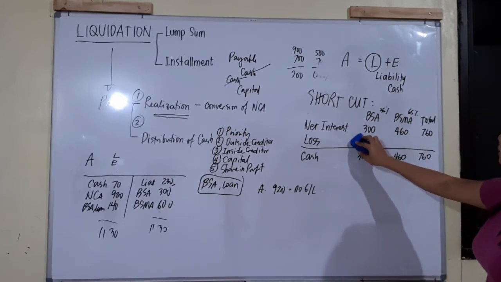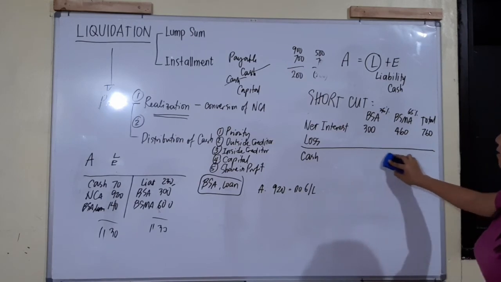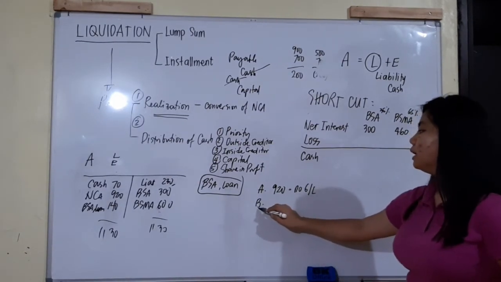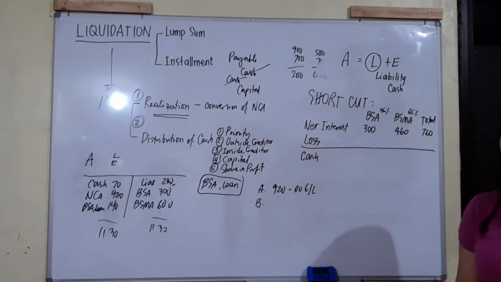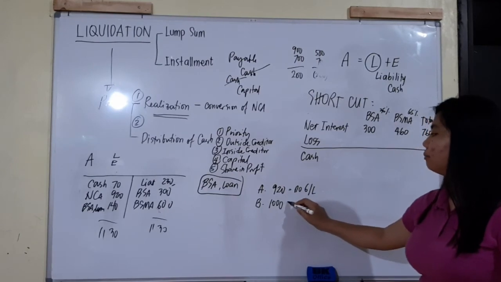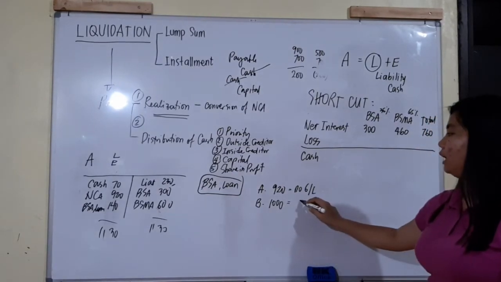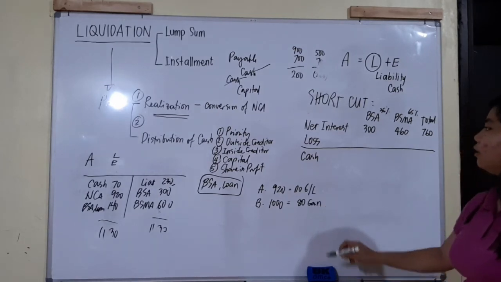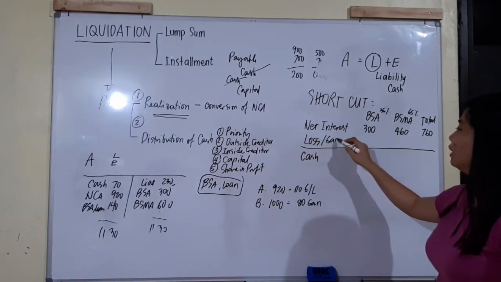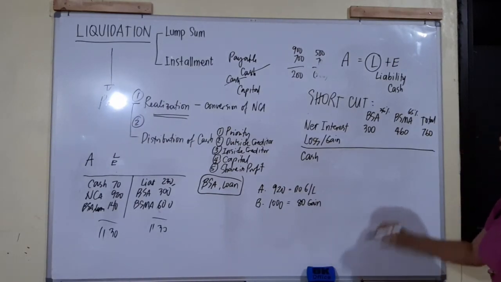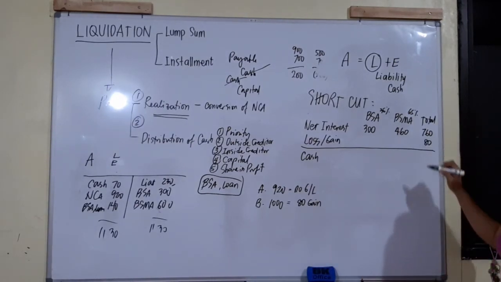Okay, same lang naman yung interest nila, wala tayong binago sa given kanina, except that, on case B, instead of being sold at 920, the selling price was 1 million pesos. And there is a gain of 80,000. So, dahil nagkaroon ng gain, meron tayong gain dito na 80. So, yung 80 na yun ay yung total gain natin.